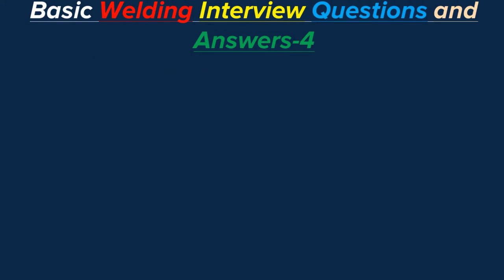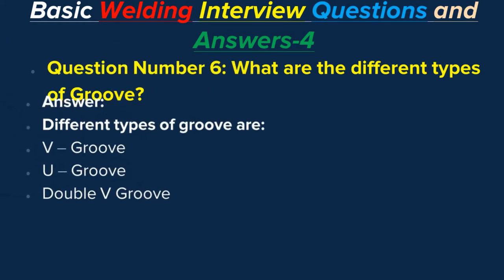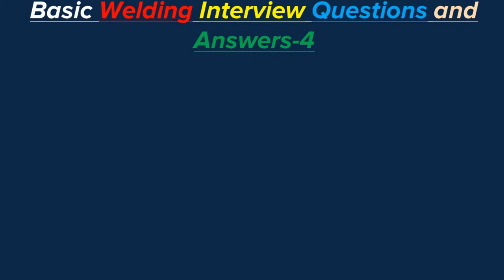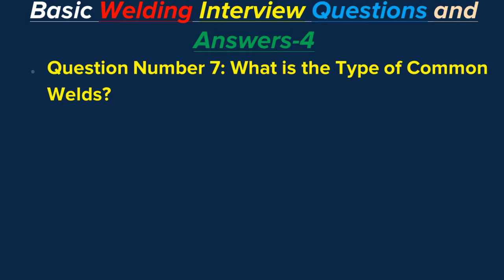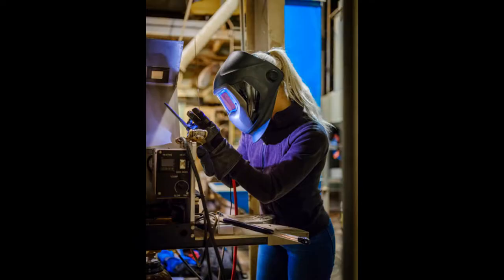Question number 6. What are the different types of groove? Answer. Different types of groove are V groove, U groove, and double V groove. Question number 7. What are the types of common welds? Answer. The common welds are groove welds, fillet welds, spot welds, seam welds, plug welds, slot welds, and edge welds.